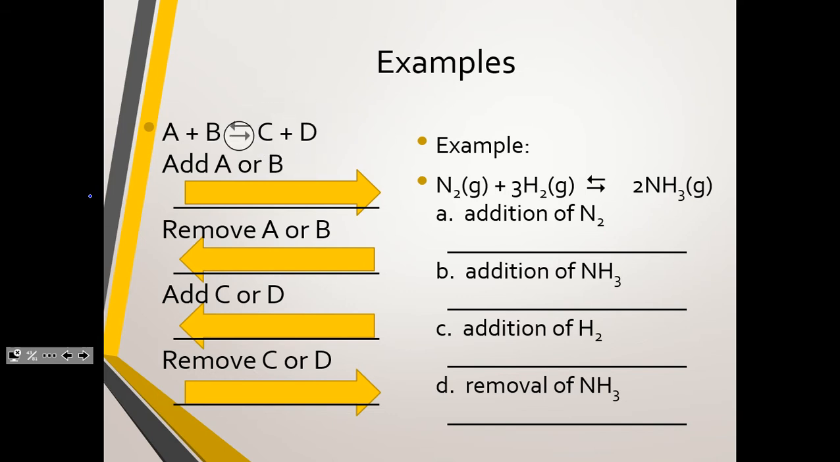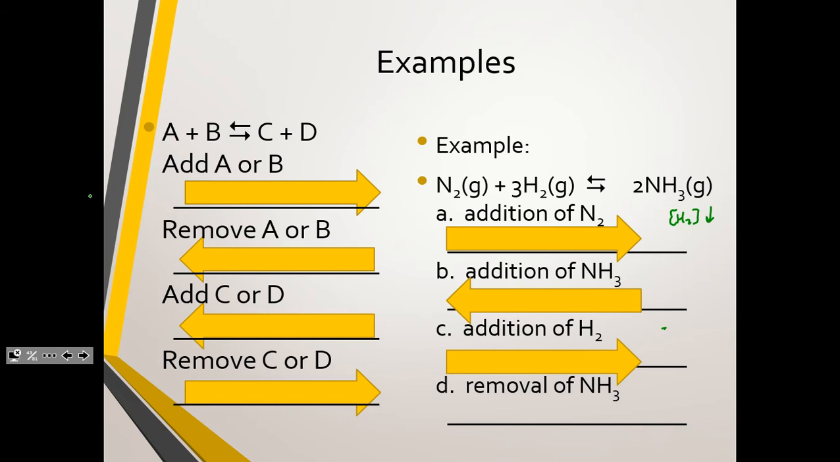Next example, we have the Fritz-Haber reaction. Addition of N2 is going to force equilibrium to the right. I would note that in this reaction, the concentration of H2 will be decreased. Addition of NH3 will force equilibrium to the left. Addition of H2 shifts to the right; I would note here that the concentration of N2 would be decreasing. Removal of NH3 will create a hole on the right, so we will have to shift to the right to fill in that hole.